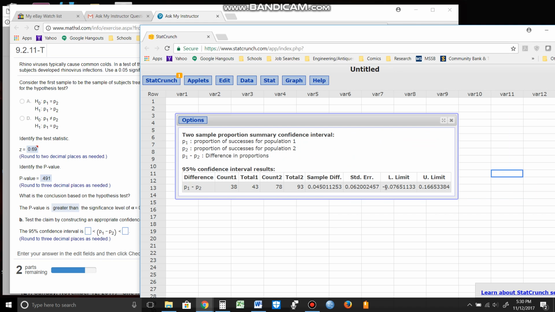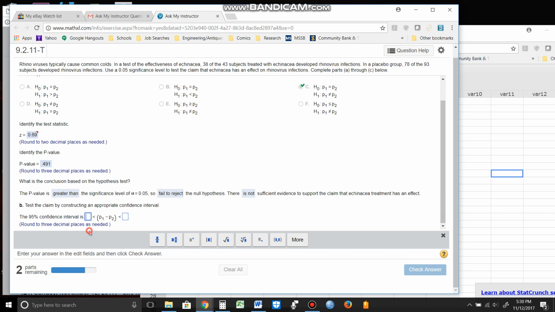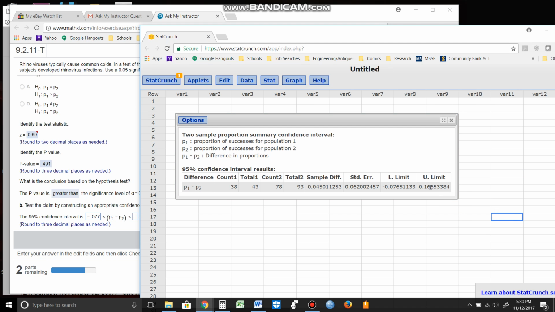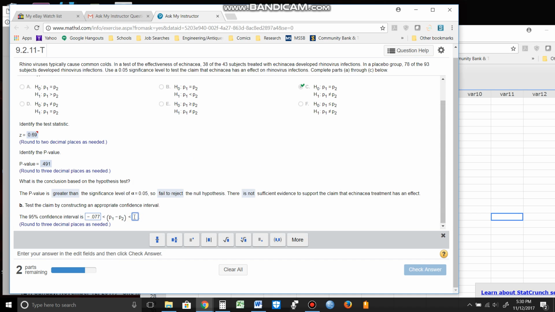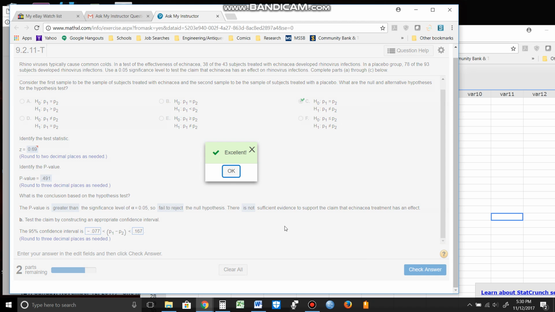I get negative 0.765. So that's going to be negative 0.77 to 3 decimal places, and the upper limit is going to be 0.167 to 3 decimal places. Note that the difference in the two proportions includes a value of 0, so it goes from negative to positive. Therefore, 0 is within this range.